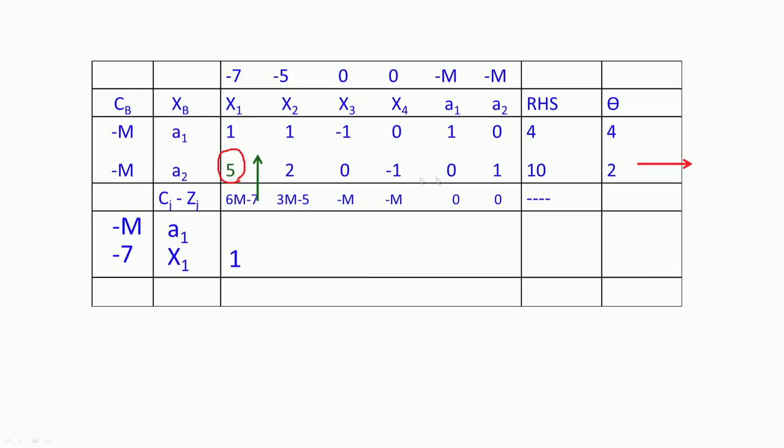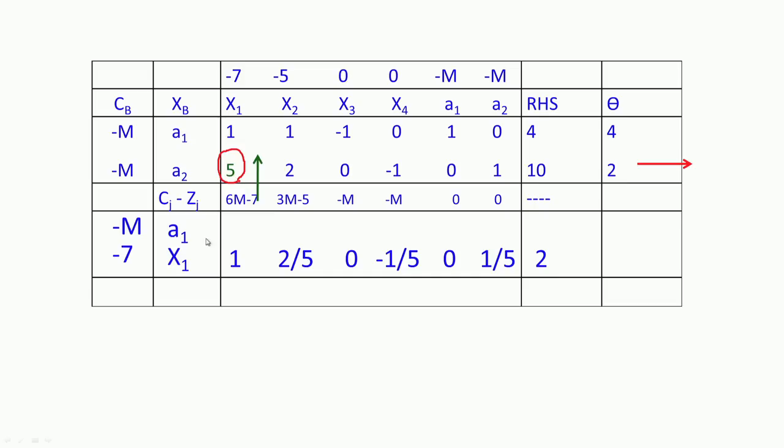Remember that the second row is the pivot row, so I write the second row first. 5 divided by 5 is 1. 2 divided by 5 is 2 by 5. 0 divided by 5 is 0. Minus 1 divided by 5 is minus 1 by 5. 0 divided by 5 is 0. 1 divided by 5 is 1 by 5. And the right hand side is 10 divided by 5, which is 2. Now this 2 is the same as this 2, which was also obtained as 10 divided by 5.